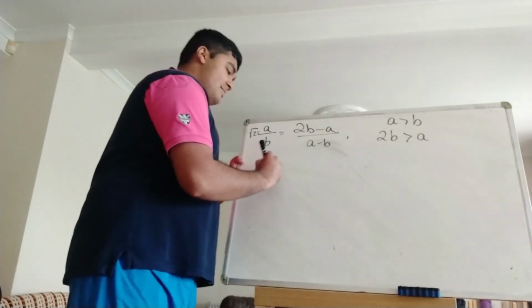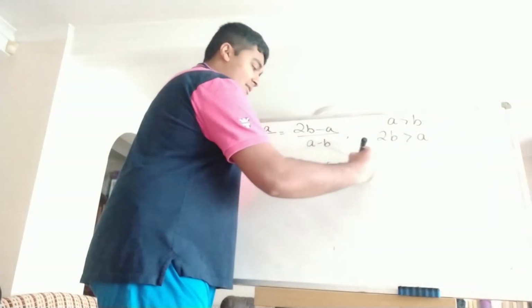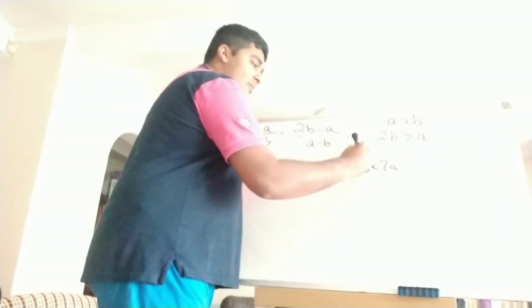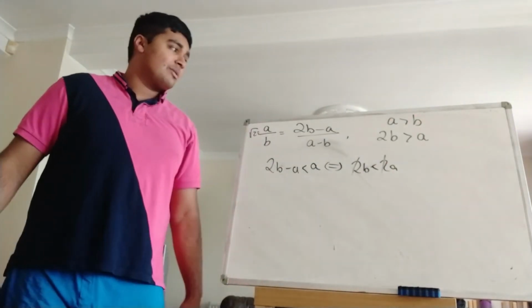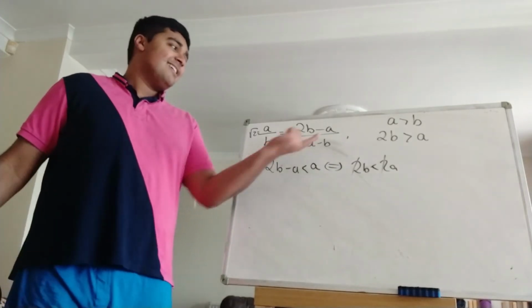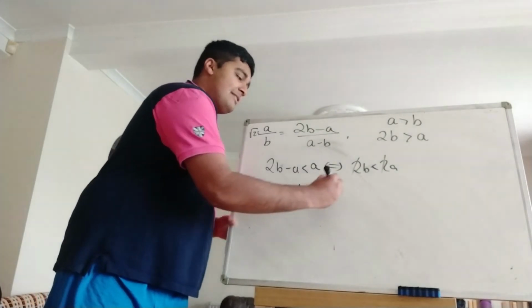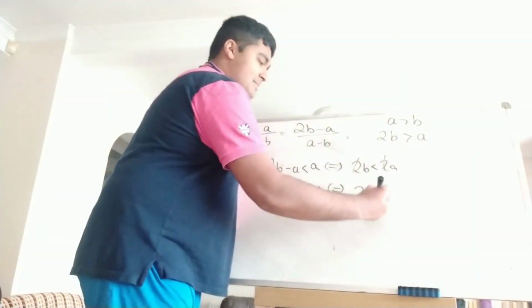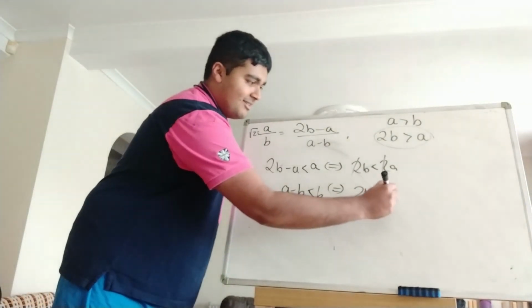So I claim that 2b minus a is less than a. Well, this is true if and only if 2b is less than 2a, which is only true if and only if b is less than a, which we know is true from that inequality there. And in fact, this is all we need to do, but just for completeness' sake, let me show that a minus b is also less than b. So a minus b is less than b, and this is true if and only if 2b is bigger than a, and that comes directly from that inequality there. Oopsie daisy.